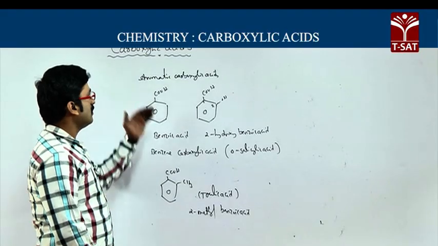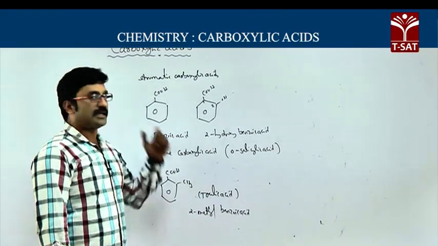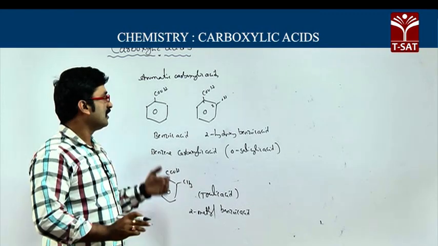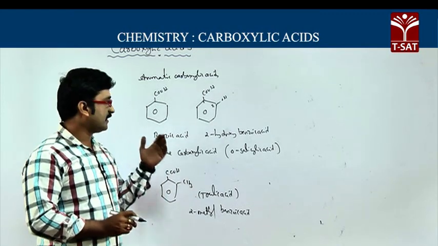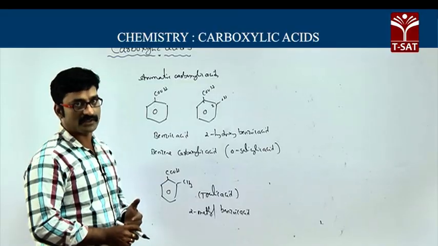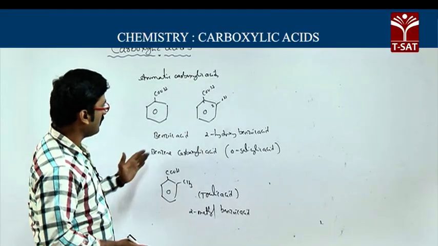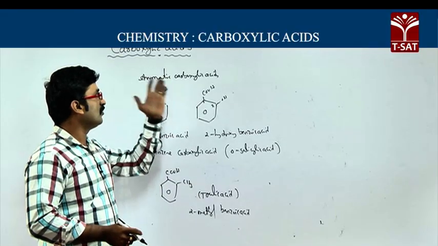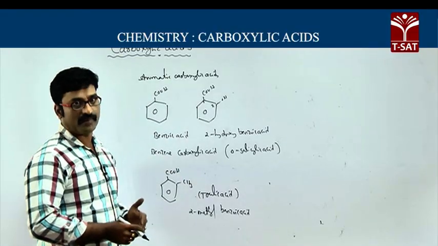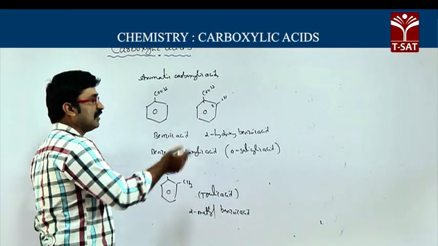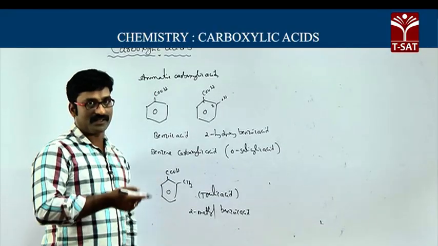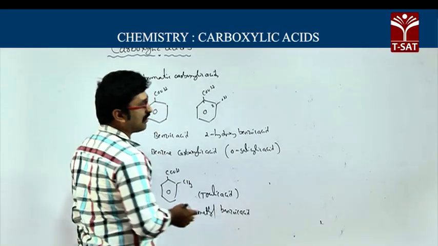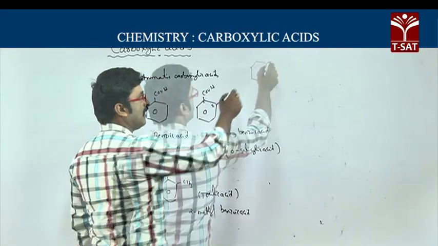Okay. So, when it comes to aromatic carboxylic acids, they are also classified into monocarboxylic acids, dicarboxylic acids, tricarboxylic acids. Whatever I have written here are examples of monocarboxylic aromatic compounds. Okay. Now, we will go for dicarboxylic aromatic compounds. In that, very important are phthalic acids.